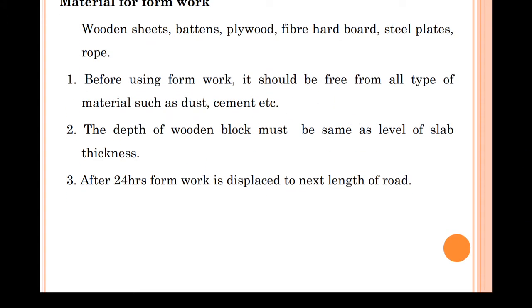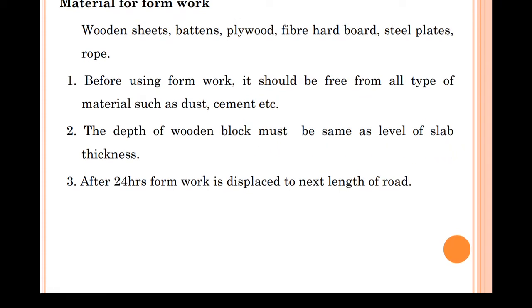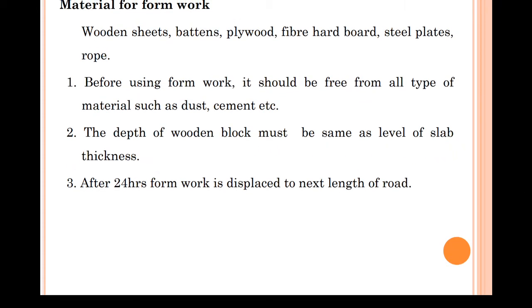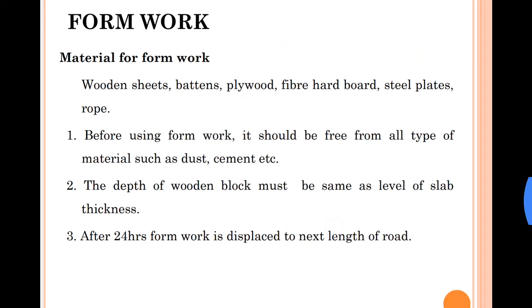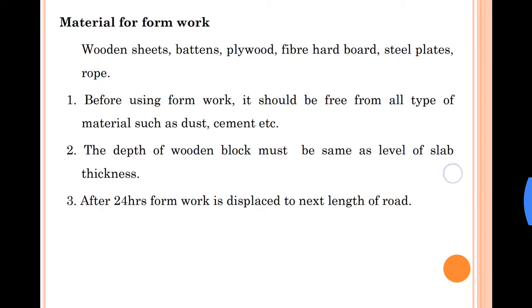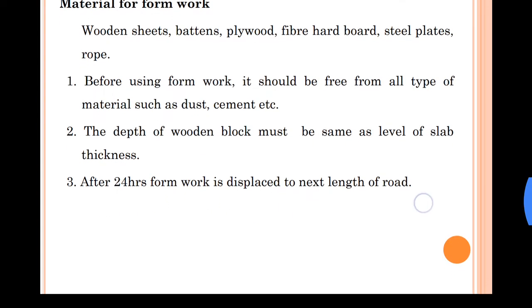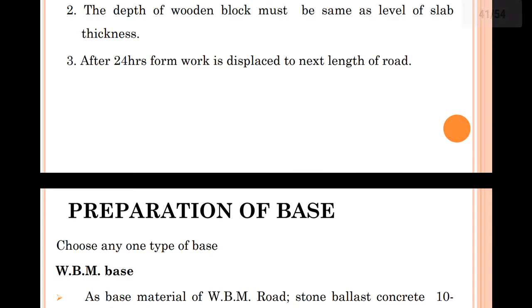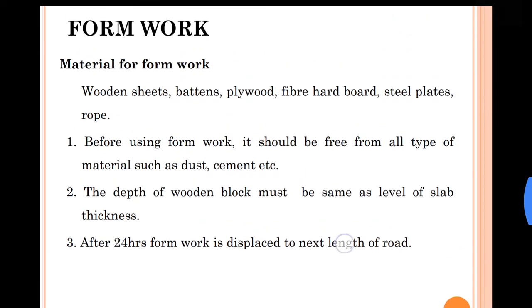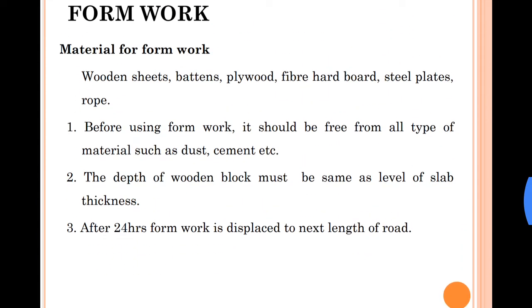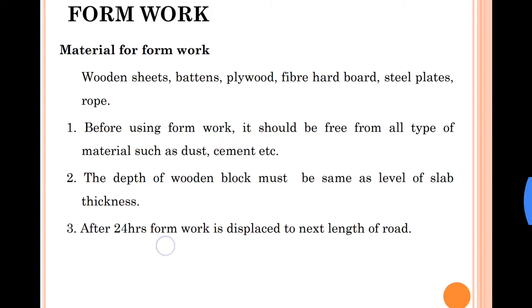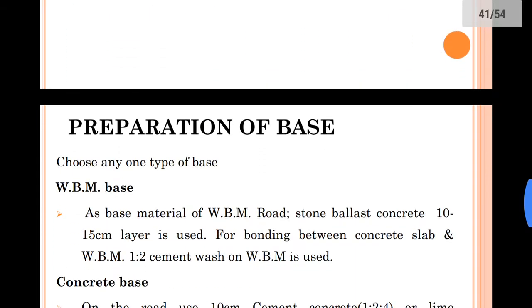The depth of wooden block must be same as level of slab thickness. So the wooden block that we're using should have the same depth as our design slab thickness of rigid pavement. After 24 hours formwork is displaced to next length of the road. So we keep the formwork and we cast in the concrete, then again after 24 hours we remove the formwork and take it to the next length of road.